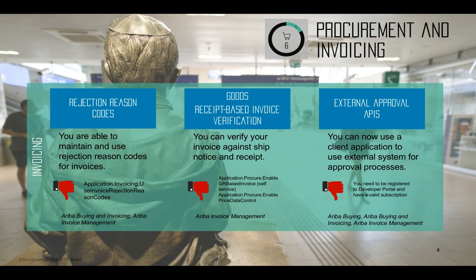Also for invoicing, you get an additional API that allows you to approve your invoices externally in another system besides Ariba. That can be helpful if you already are using an invoice management process somewhere else and you would like to use that for your approvals. To facilitate this API, you also need to be registered on the developer portal and have a valid subscription. For all that are not aware, this approval API is also available for the requisition process.